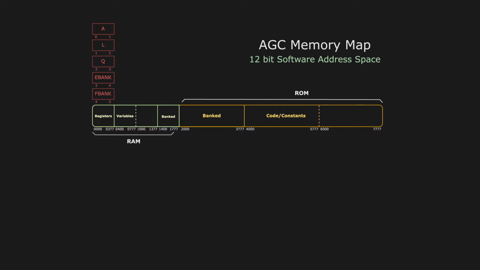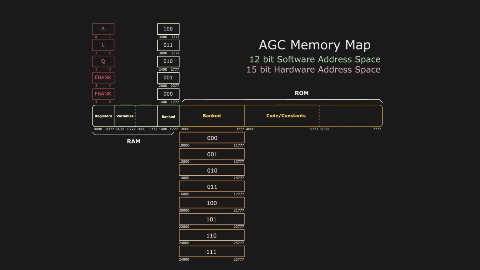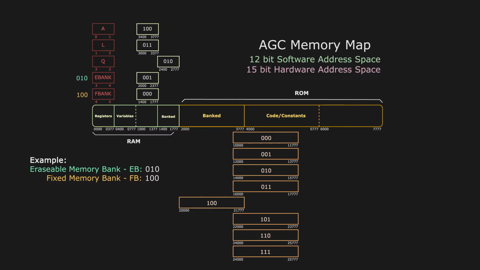The software address space is 12 bits, but the hardware address space is 15 bits. In order to use all 15 bits of memory, in both RAM and ROM, there exists a segment of software addresses that may point to any one of the bank's memory segments. To change banks, the programmer writes to EB for RAM and FB for ROM.